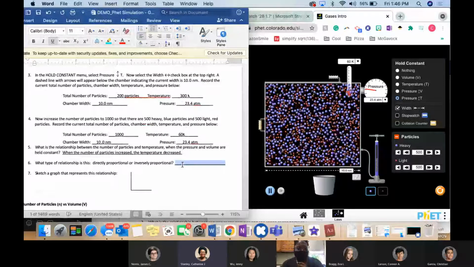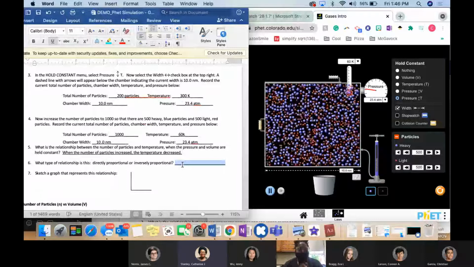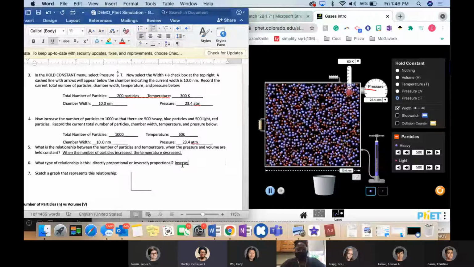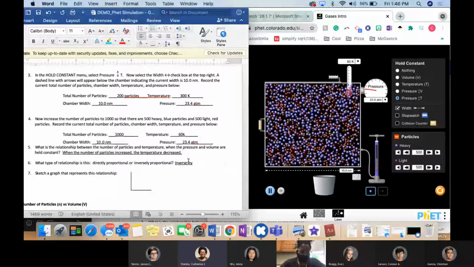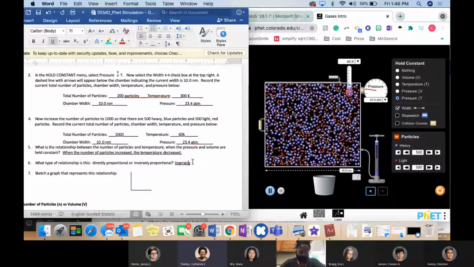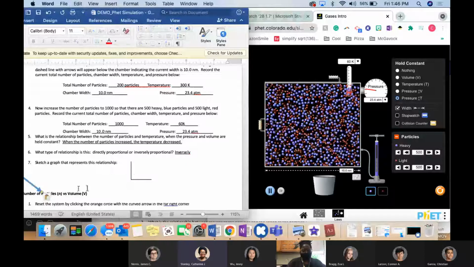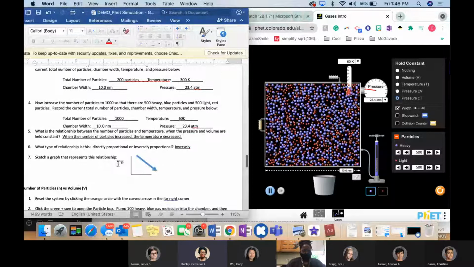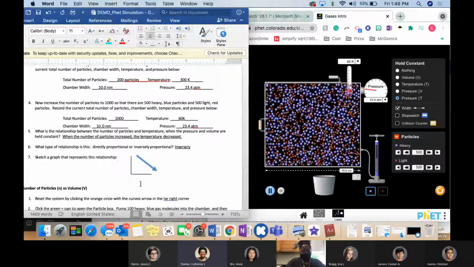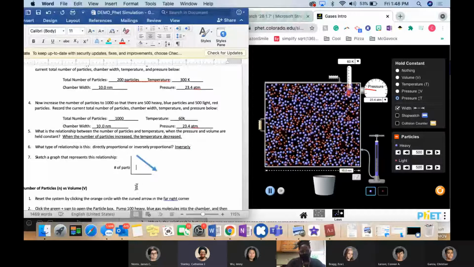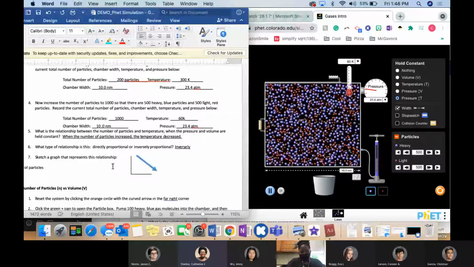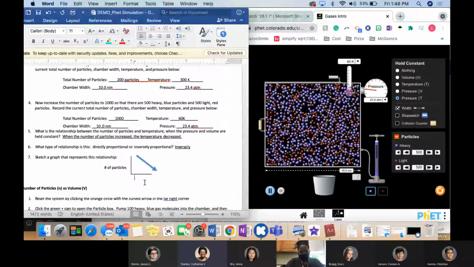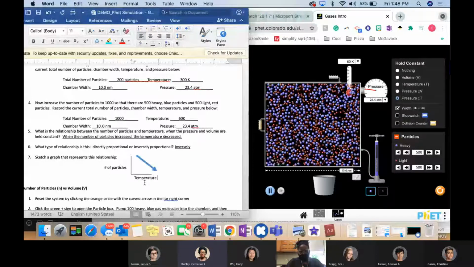Number six says, what type of relationship is this, directly proportional or inversely proportional? When one goes up, the other goes down, which means they're inversely proportional. All right, my graph is going to look like that. My axes are number of particles and temperature.